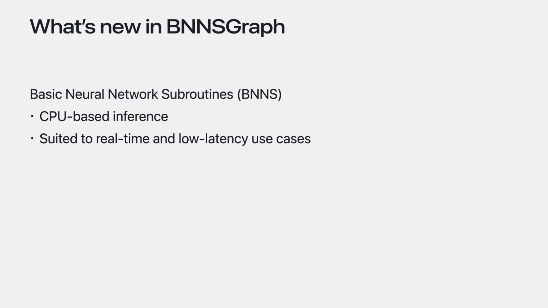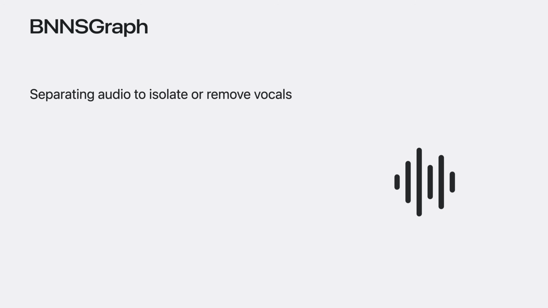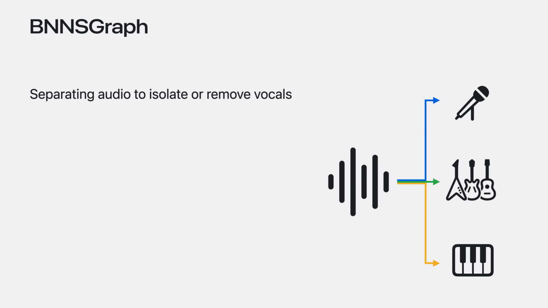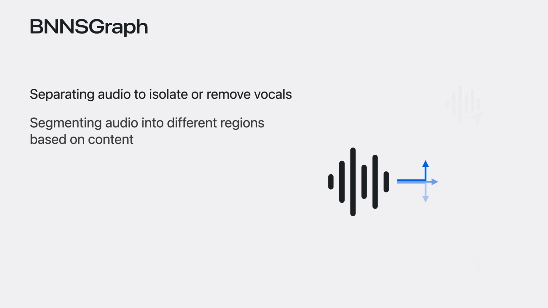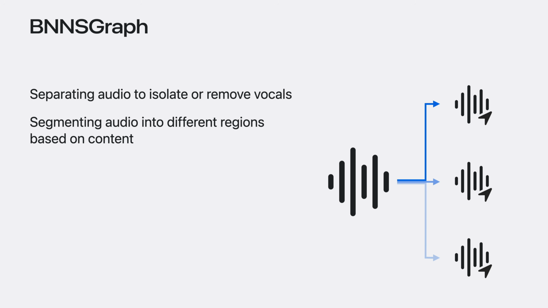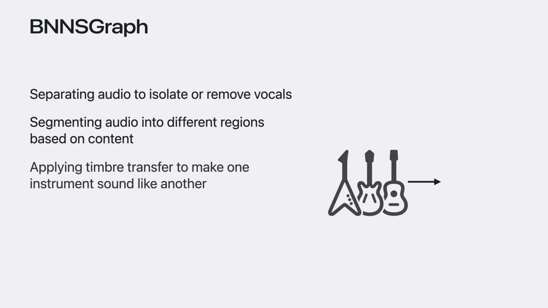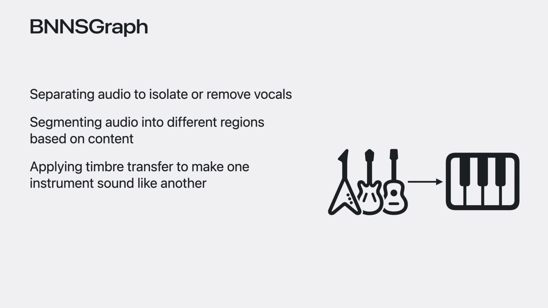It allows you to add CPU-based inference to your app, and is perfectly suited to real-time and low-latency use cases, such as audio processing. You might use it to implement functionality such as separating audio to isolate or remove vocals, segmenting audio into different regions based on content, or applying timbre transfer to make one instrument sound like another. But BNNS is also perfectly suited to working with other data, such as images. So if your app requires high-performance inference, BNNS is for you.